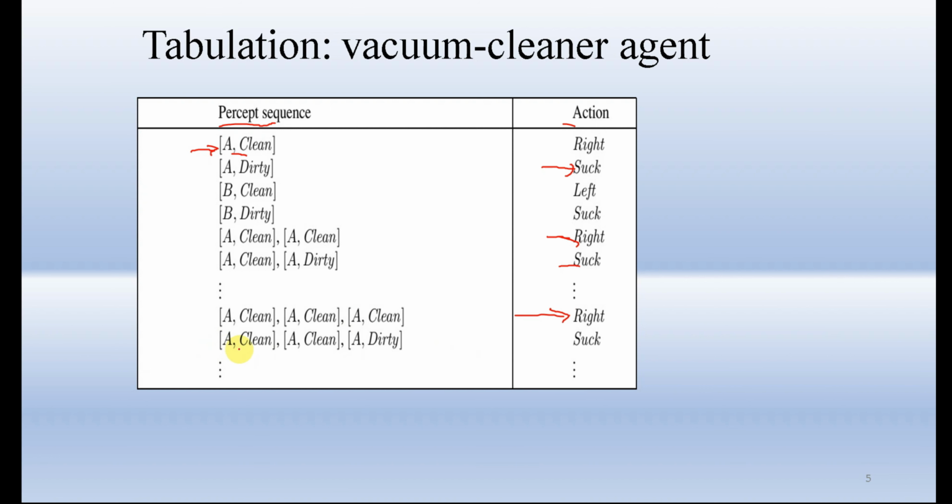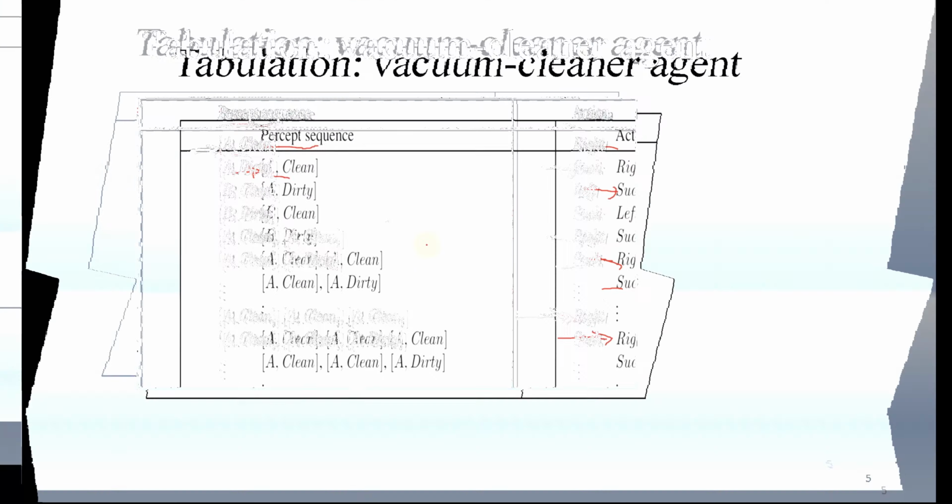If room A is clean, it waits a few minutes and checks again in the second round. If it is clean when it checks, it stays in room A. Finally, in the third round, if A is dirty, the vacuum cleaner cleans or sucks the dust. This is how the vacuum cleaner agent cleans two rooms.